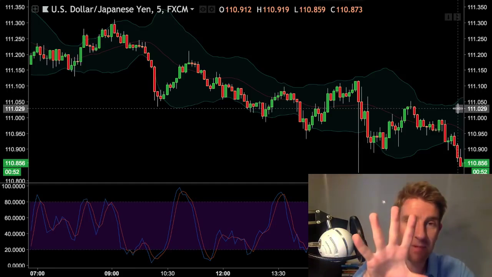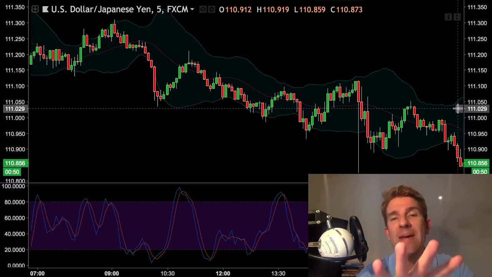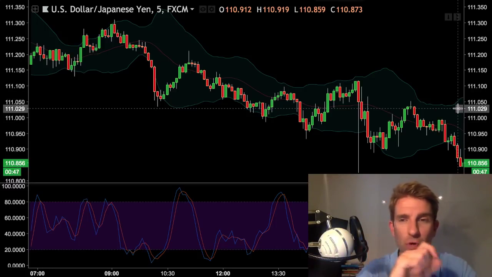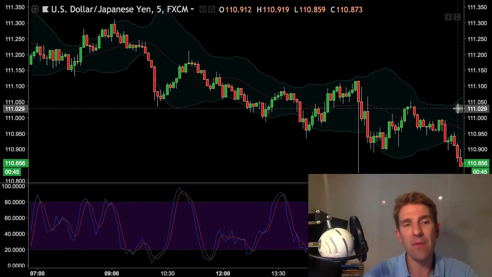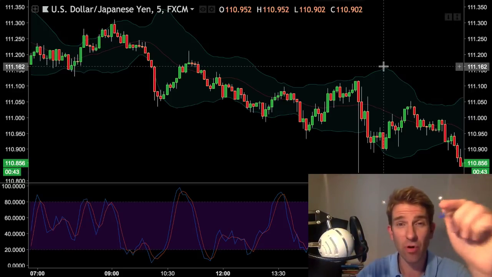Trade this on a 5-minute chart and trade this only on the major FX pairs where your spreads are small. You do not want to be giving up any profit with larger spreads, and make sure you trade with a broker that's got decent spreads.